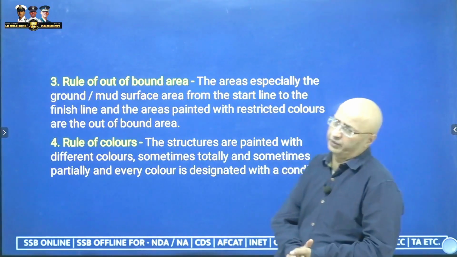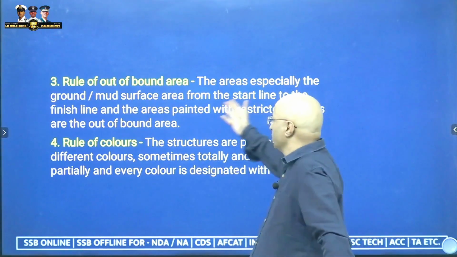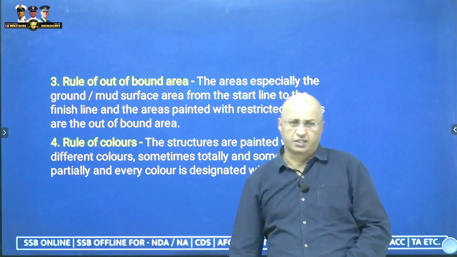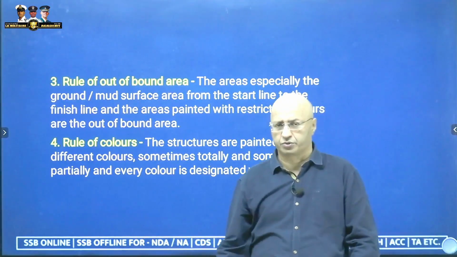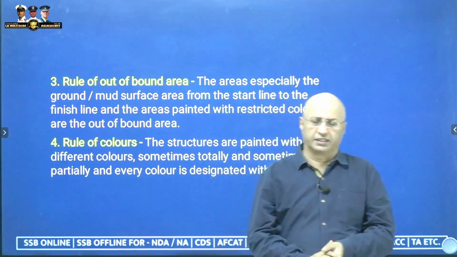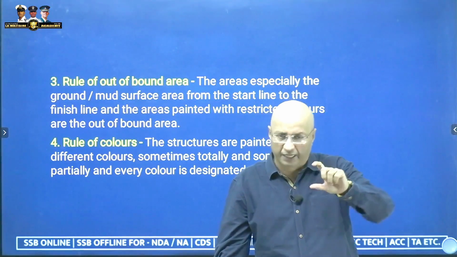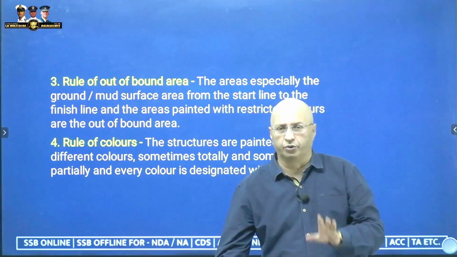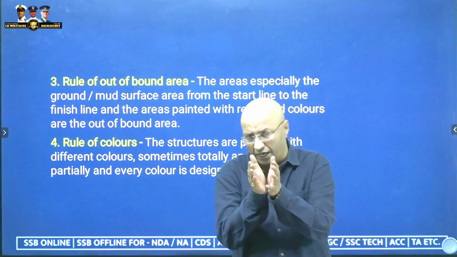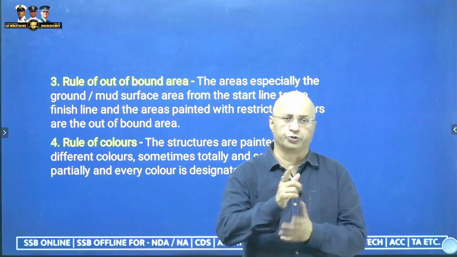Rule of outer bound area. They'll have a rule of outer bound area. They'll have areas, especially the ground away from the starting line, painted with restricted colors. They'll say this area you cannot go. You have to go within the straight path. Number 1. Number 2, they will say that you cannot touch the red area. You cannot touch this area, and they will paint that structure. So they are doing it deliberately so that you do not use those areas, you use other areas. Why? They want you to apply your brain to how to use those areas.